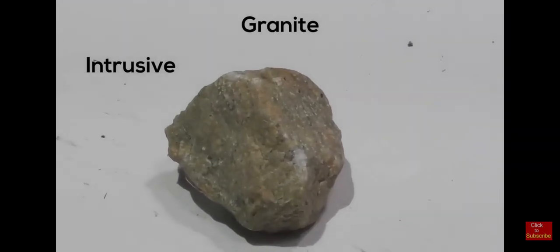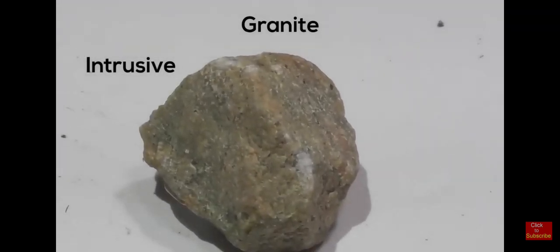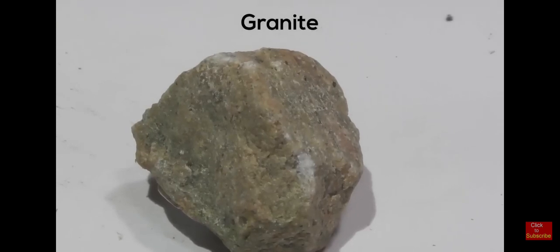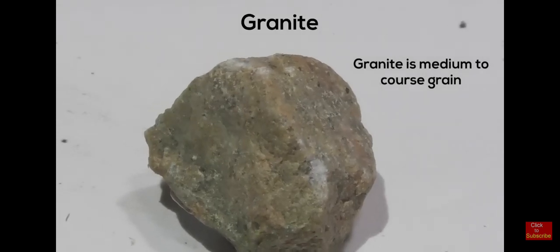Next, we have granite. Granite is an igneous, intrusive, or plutonic rock. It's made up of feldspar, quartz, and mica. It has medium to coarse grain crystals and a hardness between 5 and 5.5.